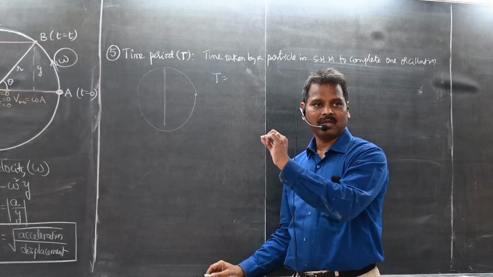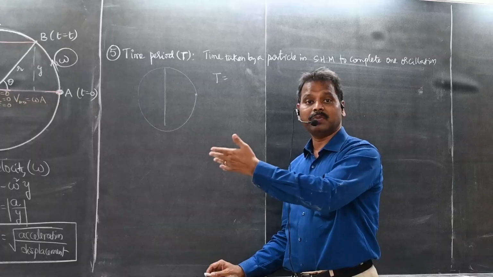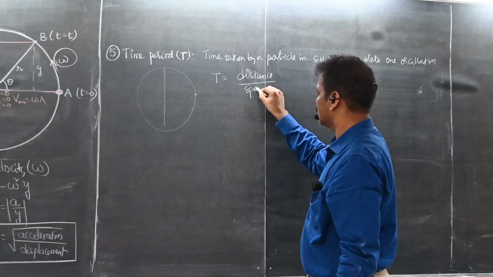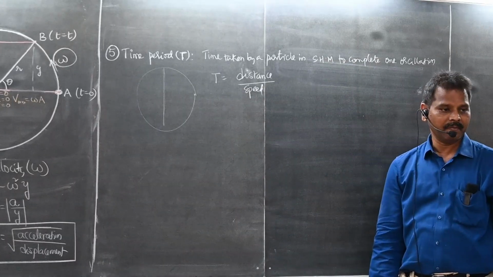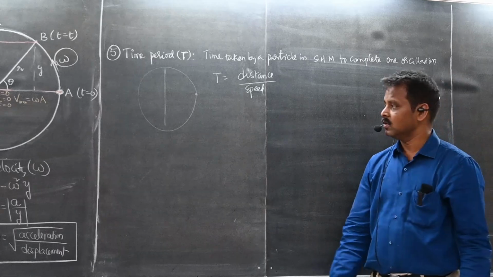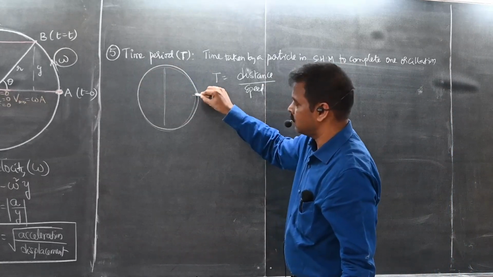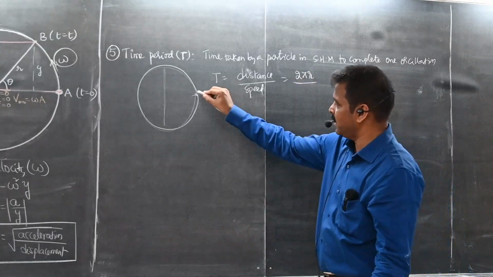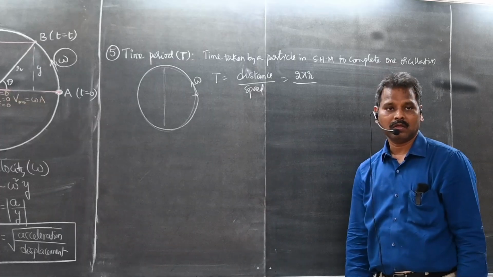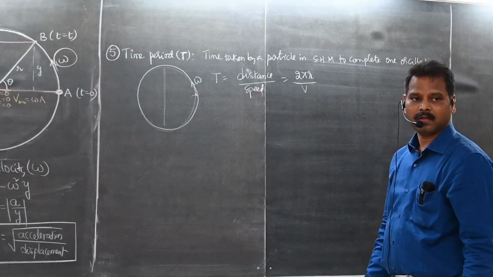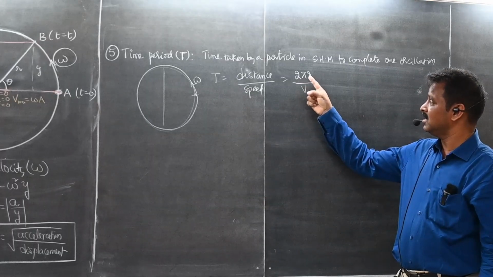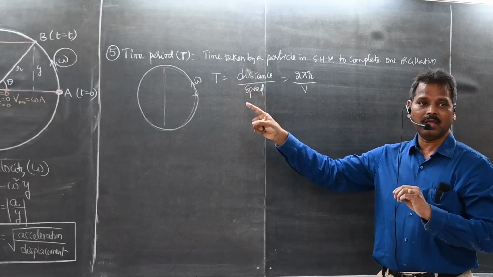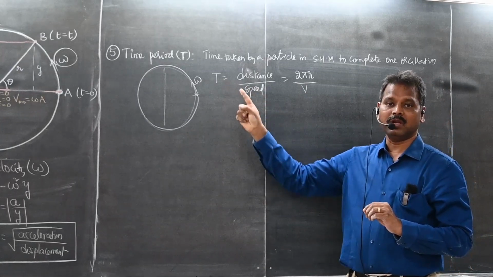So now time period is time. Velocity is equal to distance by time, so time is equal to distance by velocity, distance by speed. Here, what is the total distance traveled? 2 pi r. What is the speed? Which speed will I take? Speed v. This is linear speed, as I am talking about the circumference, and it is traveling with an angular velocity omega and linear speed v.